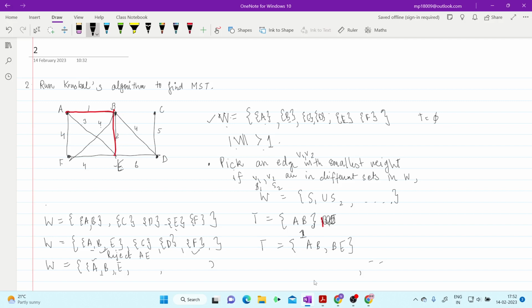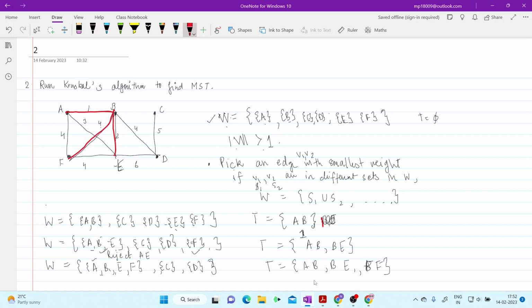And the next possible shortest weight is BF. Now B and F are contained in different sets. Therefore we accept BF. So is this step clear to everyone? Yes, ma'am. Clear, ma'am. AB, BE, then we have BF. And we are rejecting AE. So now this was BF.